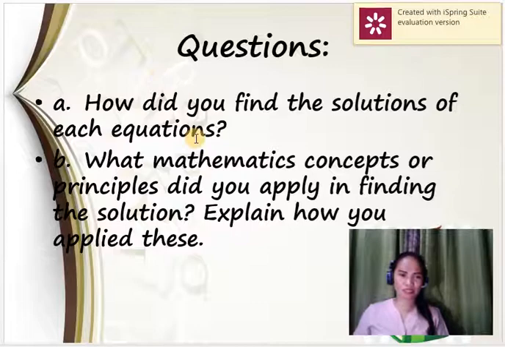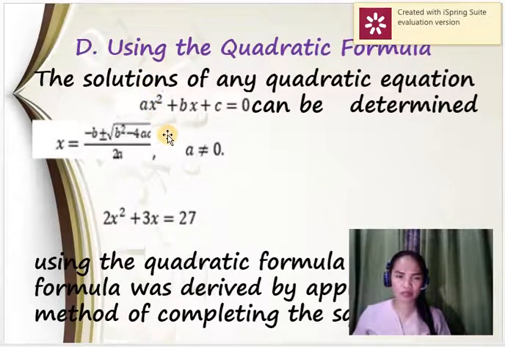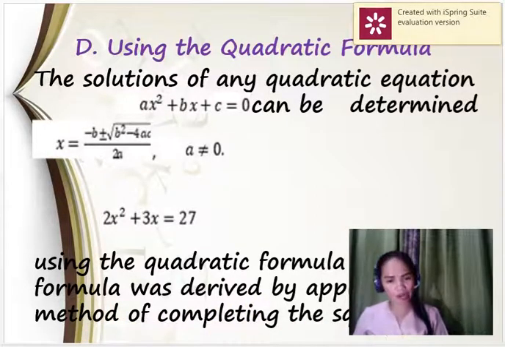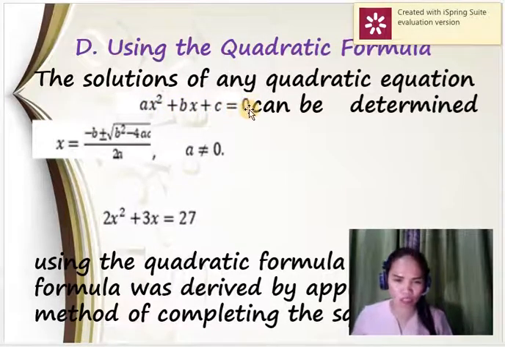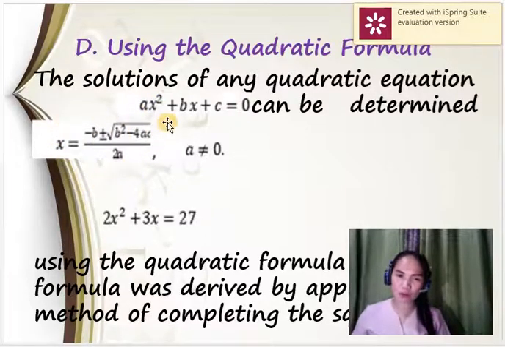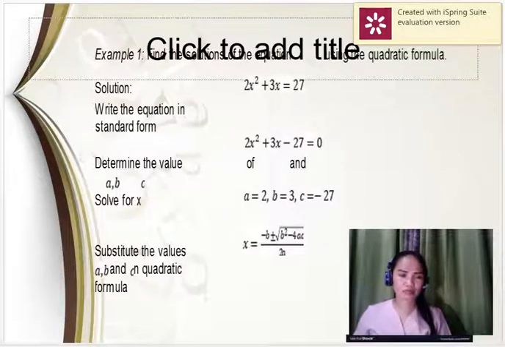Okay, so we're proceeding to our next idea, using the quadratic formula. You know, this quadratic formula is derived from the method of completing the square. So, deriving ax squared plus bx plus c is equal to 0 will result in this formula. This formula will be used to find the solution of our example here. Okay, so let us see how to solve that.